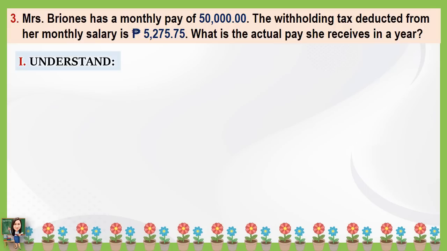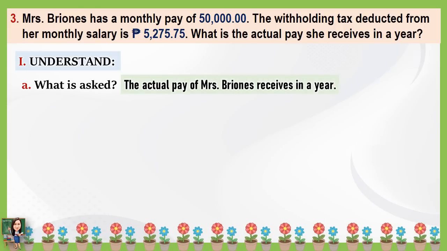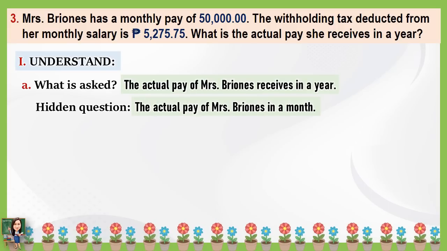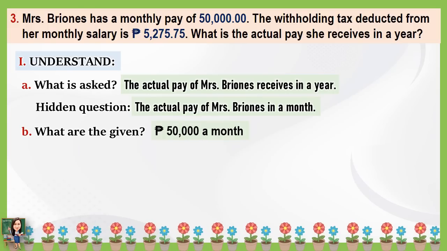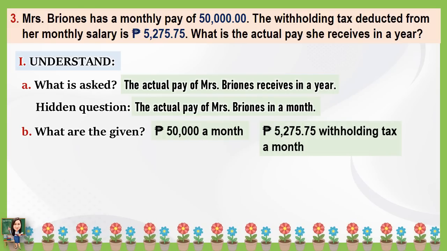Step 1. Understand. What is asked in the problem? The actual pay Mrs. Briones receives in a year. The hidden question: the actual pay of Mrs. Briones in a month. What are the given? 50,000 a month and 5,275 pesos and 75 centavos withholding tax a month.